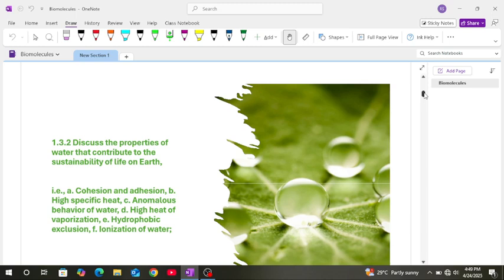Now, this was the concept of hydrogen bonding present in water molecules. And the other thing that we have studied just now is about polarity of water molecules. Now, the other concept, or you may say the property, present in water molecules is cohesion and adhesion. And there is another unique property present in water molecules, high specific heat, and it has anomalous behavior as well. It has heat of vaporization, and it has hydrophobic exclusion and the ionization of water as well. So we will understand these particular unique properties of water.